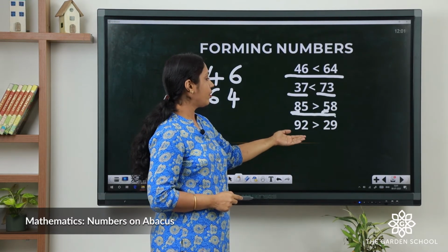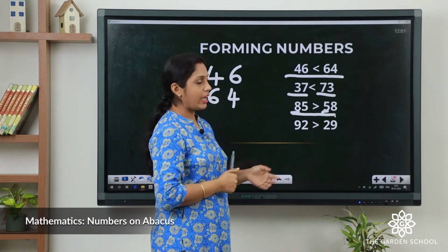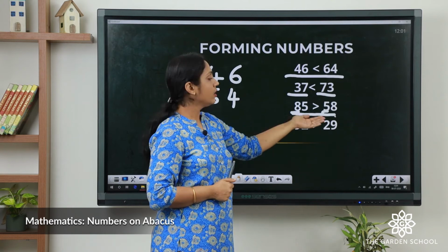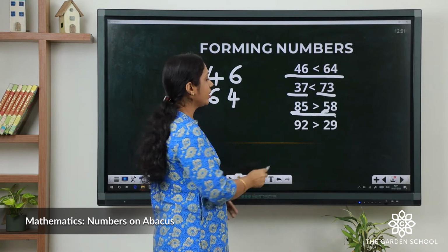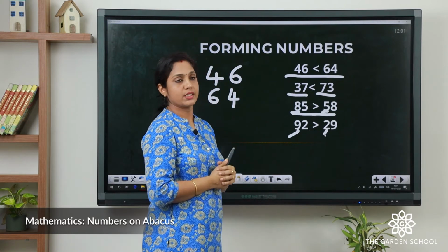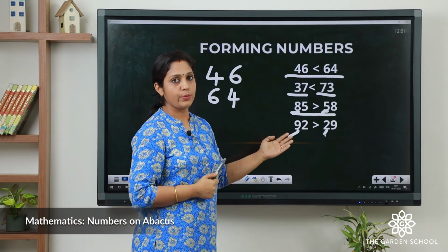The next example we have is 92 and 29. Here we have 9 and 2. In this number we have 2 and 9. But which is greater? Here we have 9 tens. Here we have 2 tens. So 92 greater than 29. So hope you understood this.